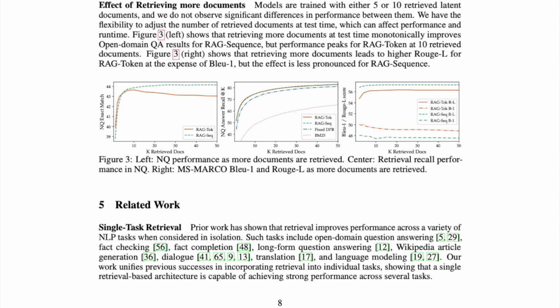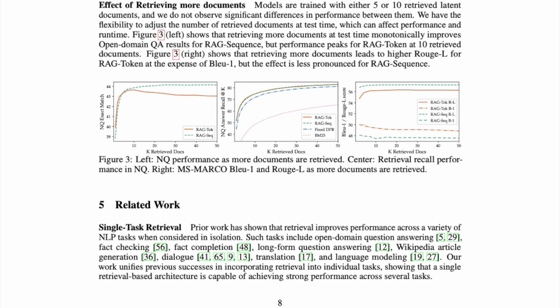Figure 3, right, shows that retrieving more documents leads to higher Rouge-L for RAG-Token at the expense of Bleu-1, but the effect is less pronounced for RAG-Sequence. Figure 3. Left, NQ performance as more documents are retrieved. Center, retrieval recall performance in NQ. Right, MS MARCO Bleu-1 and Rouge-L as more documents are retrieved.